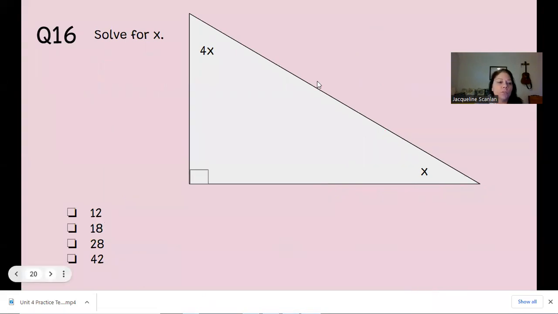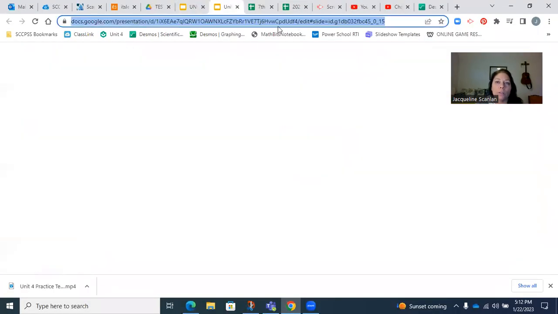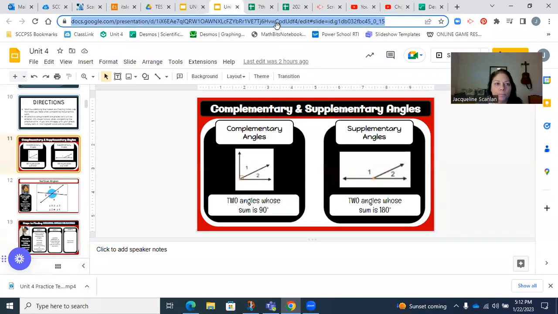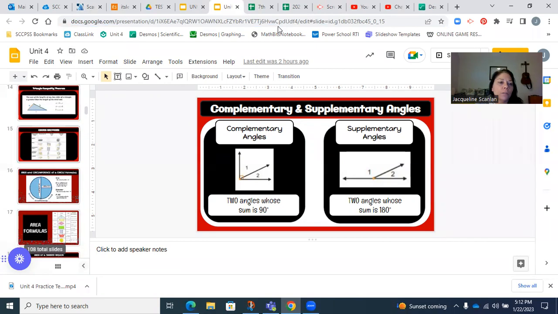Moving on to question number 17. Question 17 asks, what is the volume of this triangular prism? In order for me to answer this question, I need to know how to find the volume of a triangular prism. If I don't know the formula, I am going to look it up. The good news is that it is on your slideshow. I'm going to jump back over to the slideshow and find the formulas for volume.